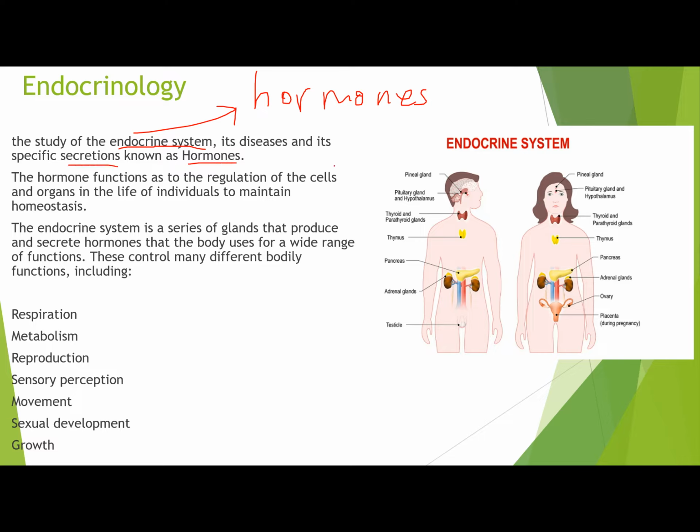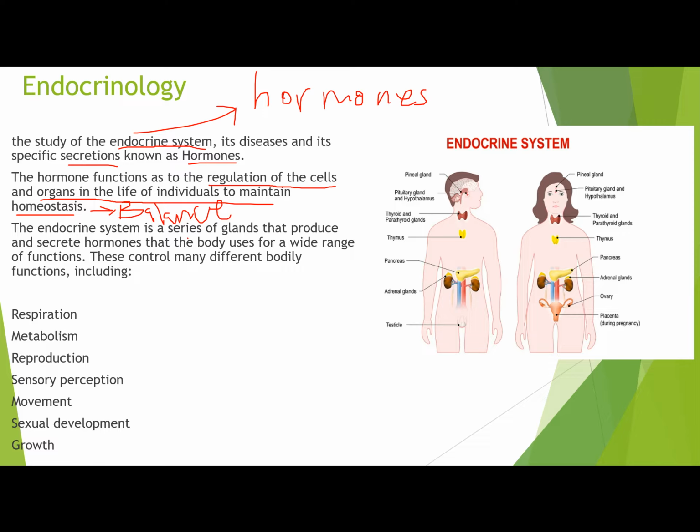Now, hormones, class, have different functions, and one of those is the regulation of the cells and organs in the life of individuals to maintain homeostasis. When you say homeostasis, this refers to balance, meaning there is balance in your body, and this is being regulated, class, by the hormones.